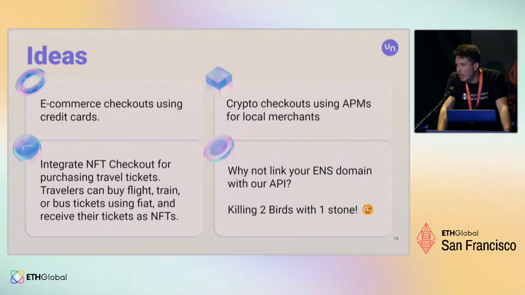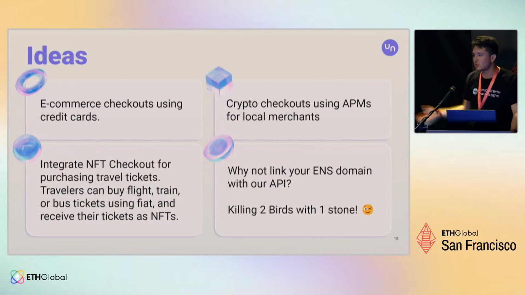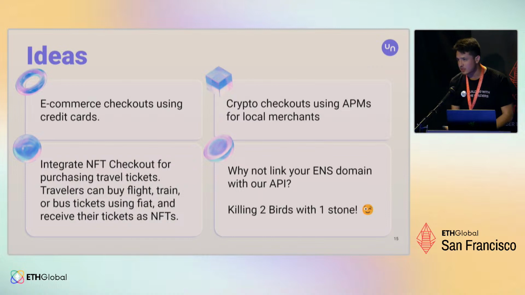Some ideas that we do have? It comes naturally, intuitively sometimes. E-commerce checkouts using credit cards, of course. Crypto checkouts using either credit cards or APMs. We do have access to local APMs, for instance, in Mexico. We do have cash vouchers in Peru, in Colombia, in Ecuador. In Brazil, we've got Pix and PicPay. So we have several other integrations. And NFT checkouts can be for events, for tickets, for travel.